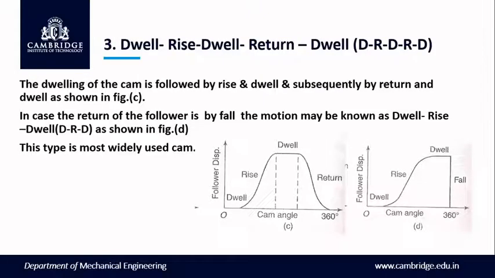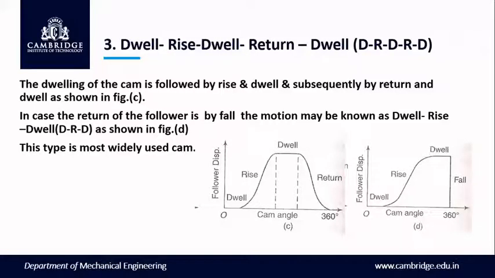Some more types are dwell-rise-dwell-return-dwell. Here we can see dwell before rise and after rise, and before return and after return also. So the dwelling of the cam is followed by rise as well as dwell, and subsequently by return and dwell. We can see there's a figure C and a figure D. In figure C we can see dwell, rise, dwell, return followed by dwell.